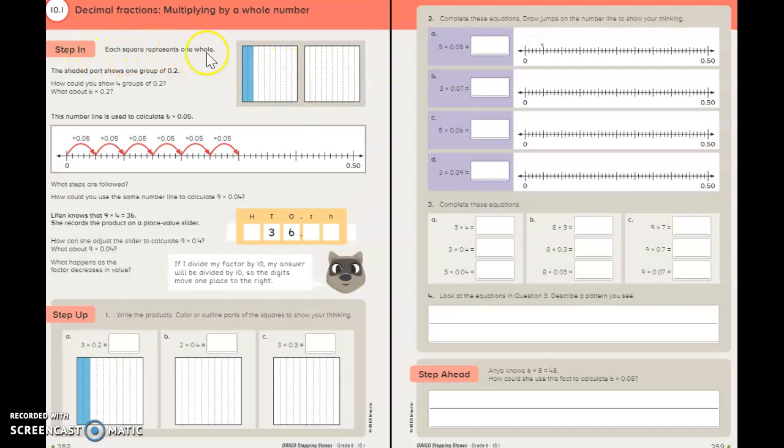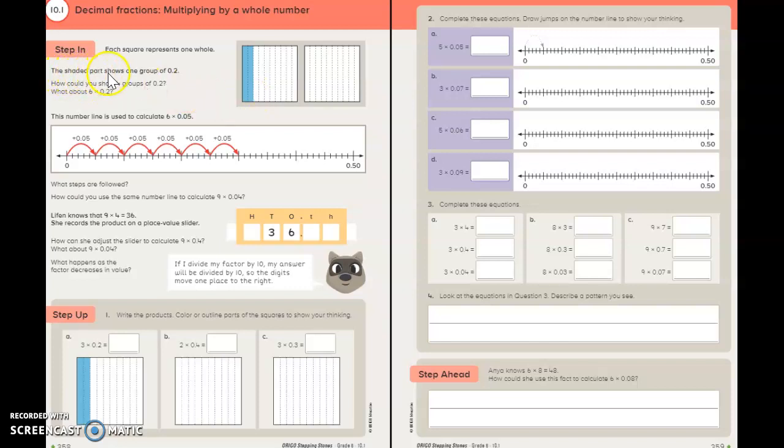Each square represents one whole. That's something we've already known. So this square represents 1, okay? And as I look at the square a little further, I notice it's divided into 10 different parts. 1, 2, 3, 4, 5, 6, 7, 8, 9, 10. So each piece is worth one tenth. Just as a reminder, we're going over decimals one more time.